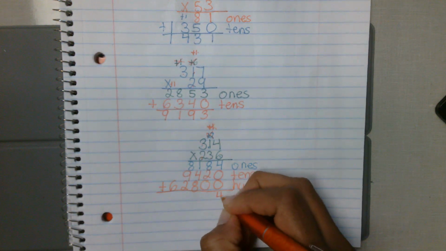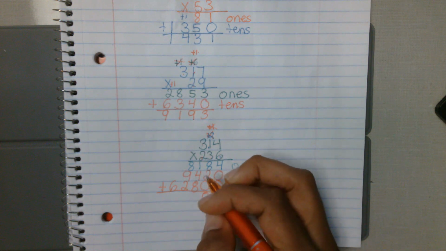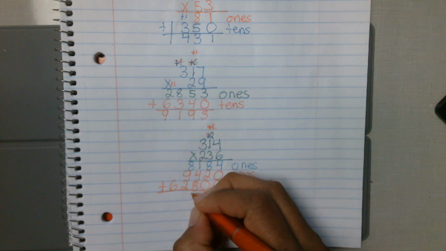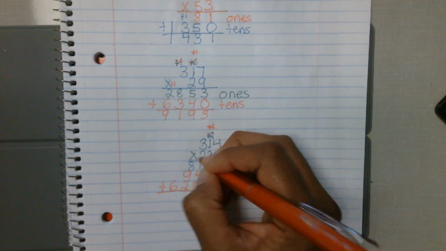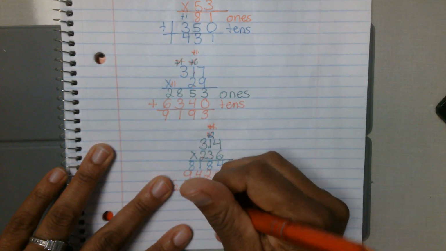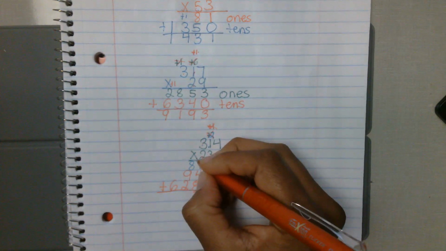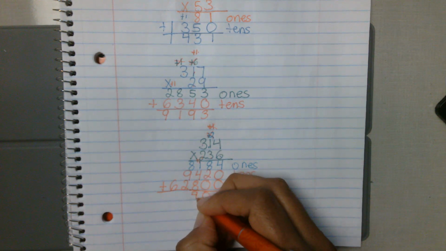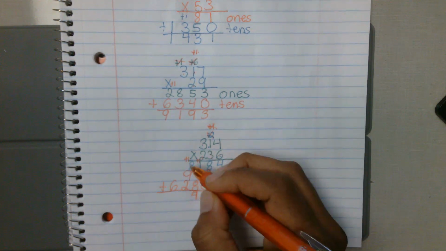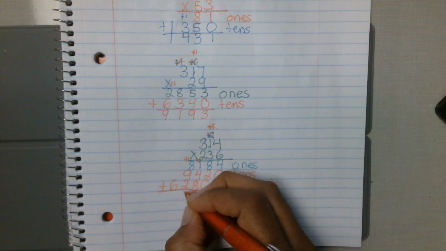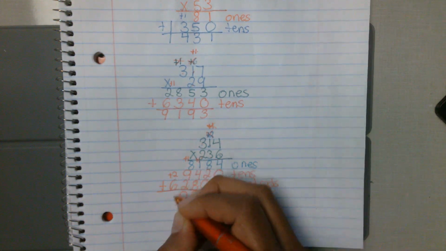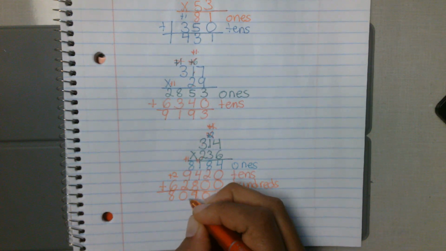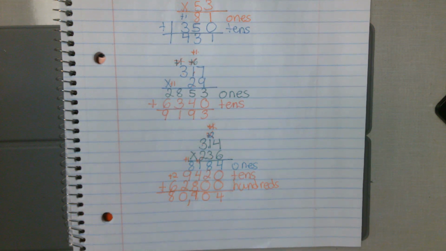So 4, 10, 13. Actually, sorry, look, see? Slow down. So this is 10. Don't forget to put your 1 up there. So we have 10, 14. There we go. Regroup my 1. So we have 10, and 10 is 20. Regroup my 2. 2 and 6 is 8. So my answer is 80,404. So that's a 3 by 3.